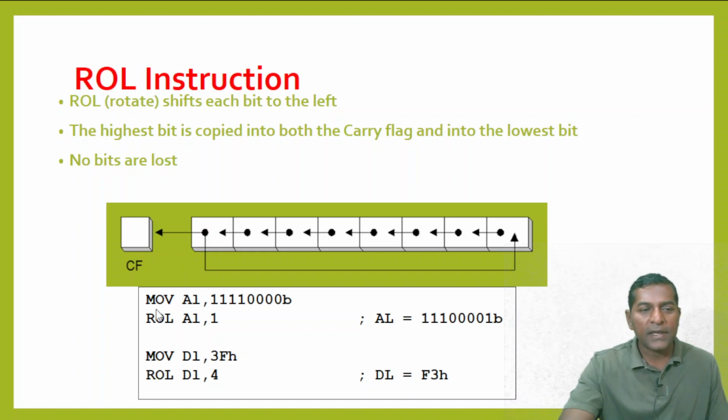So the example is MOV AL. This AL will have 8-bit contents like this. Then ROL, rotate it once. So once we rotate, the highest bit contents will be moved here into the B0 bit and the carry flag will be set definitely. Then MOV DL, 3F, rotating 4 times, will result in F3 as a final result.